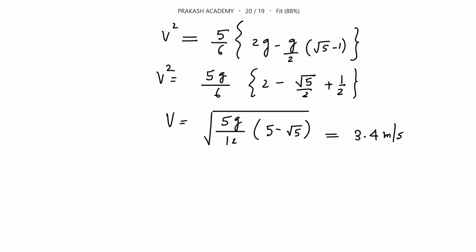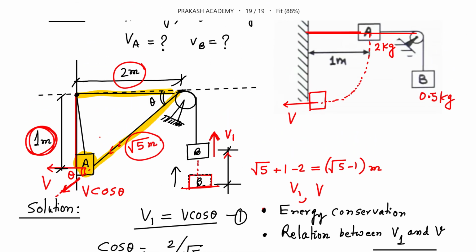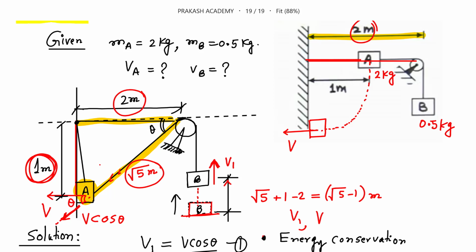So now a question for you. In this case, the velocity of block A that came is 3.4 meter per second. Now what are the assumptions that I have made in this problem? One assumption, maybe you can say, is that there is no loss of energy when this is colliding. And this length, I have assumed this length is 1 meter. So these are the assumptions.